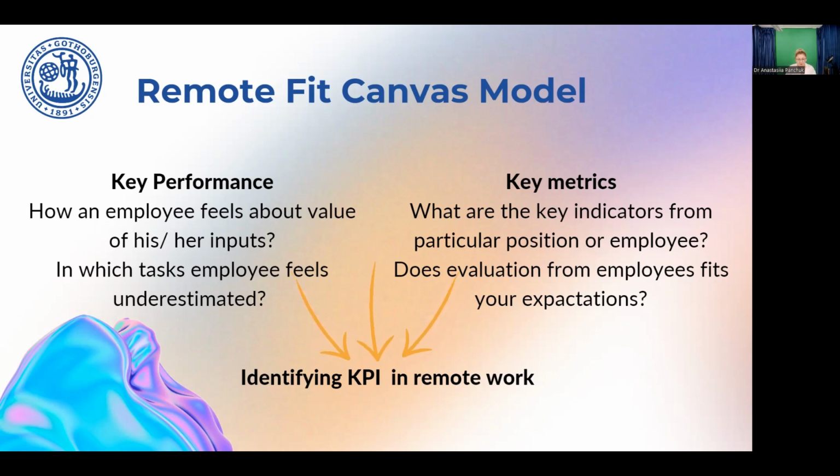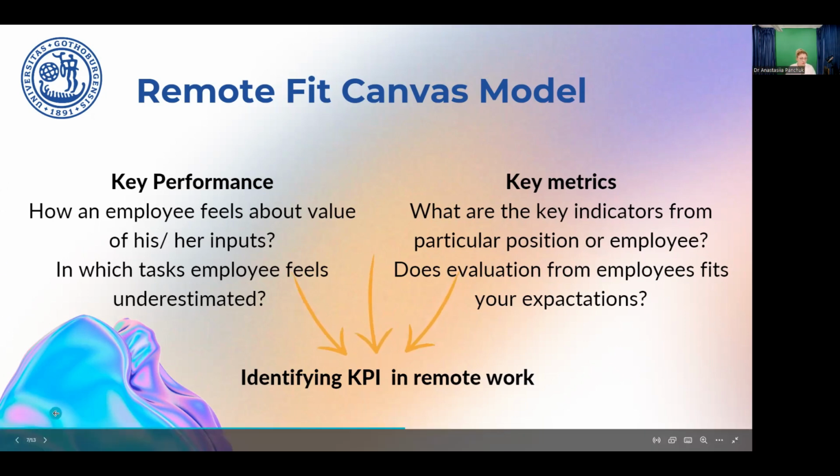So, of course, it is much easier to observe the effectiveness of a team member or team in general when you are gathering in the office or you see them in everyday life. But when you are working remotely, sometimes maybe from different countries or continents, it is much harder to observe how much effort a person puts into particular tasks. So we believe that this approach can help you to identify key performance indicators in remote work.